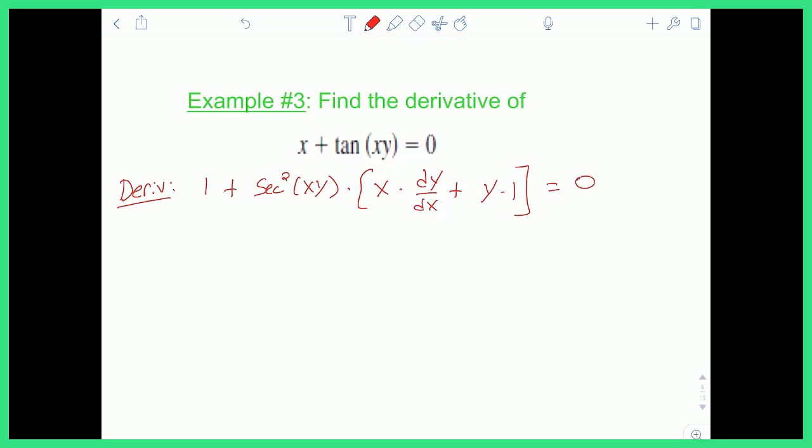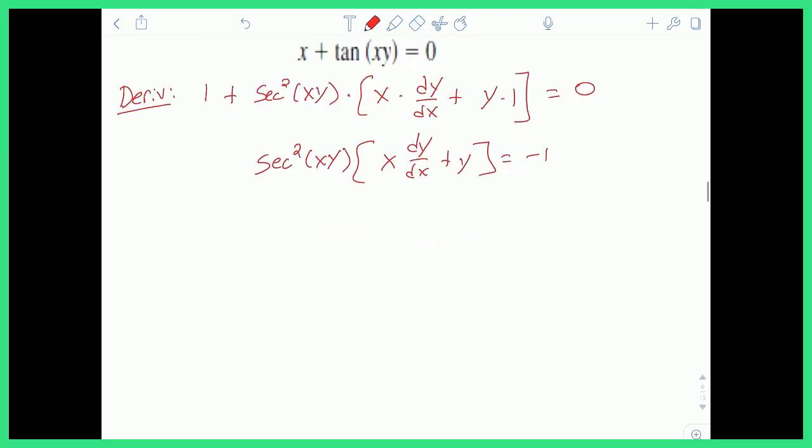So let's get our dy/dx alone. The first thing I can do is move over the 1. So it would be secant squared xy times x dy/dx plus y is equal to, oops, not equal to 0, equal to negative 1. Going to move over that 1. Let's divide through by secant squared xy. So we get x dy/dx is equal to negative 1 over secant squared xy.